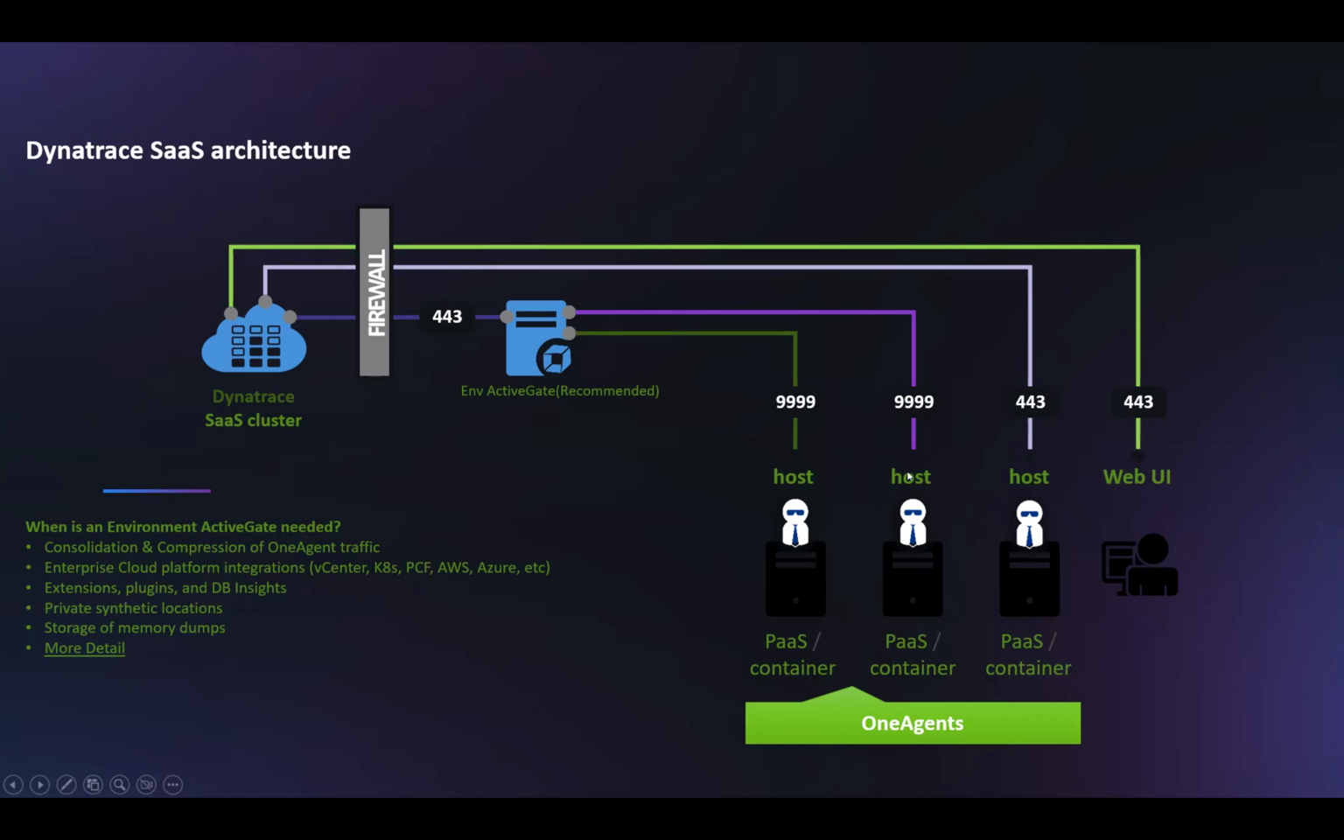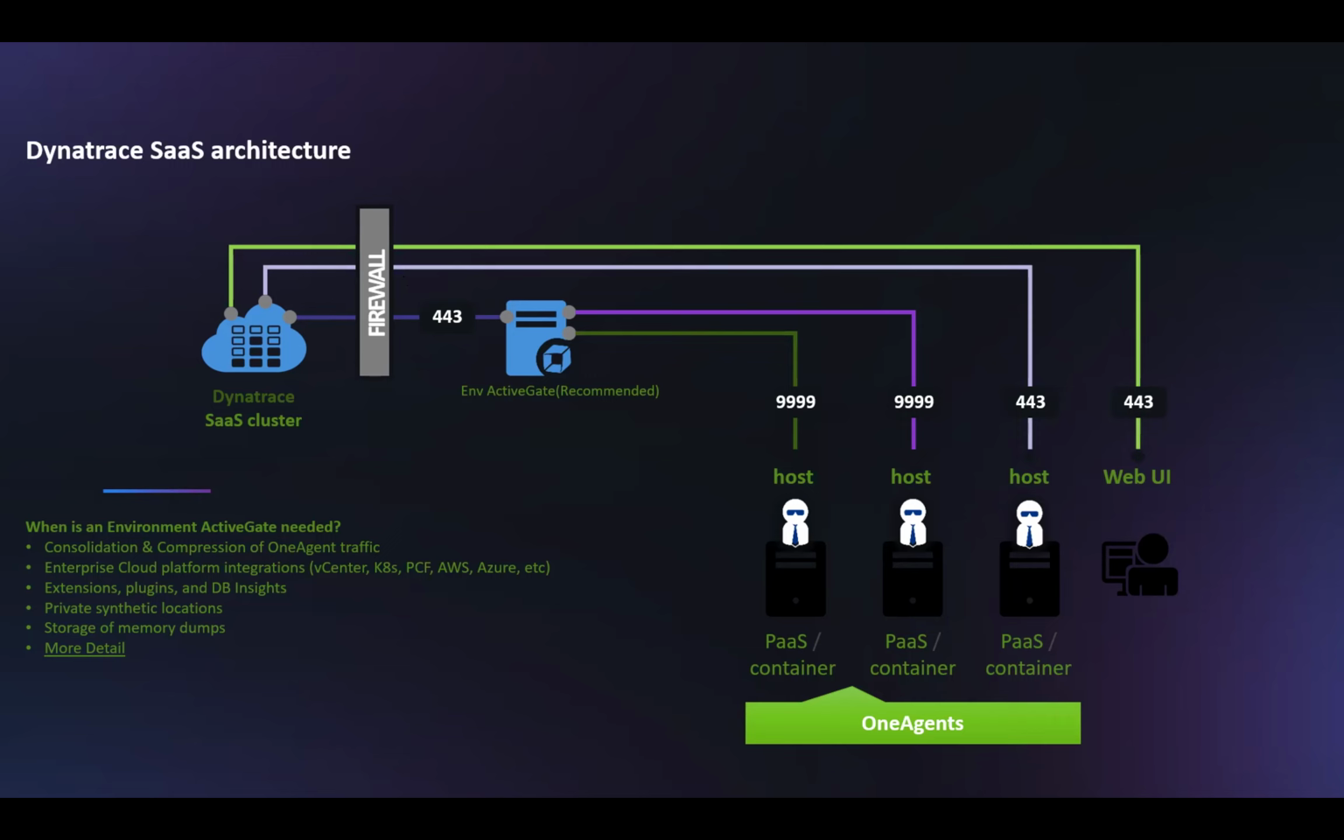But there is an additional component called Environment ActiveGate. When you add Environment ActiveGate, it requires a dedicated server. It is an additional Dynatrace component which you have to set up. You need a dedicated VM to set up that Environment ActiveGate.